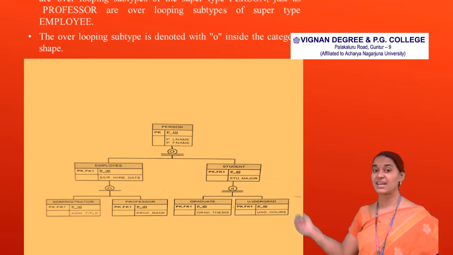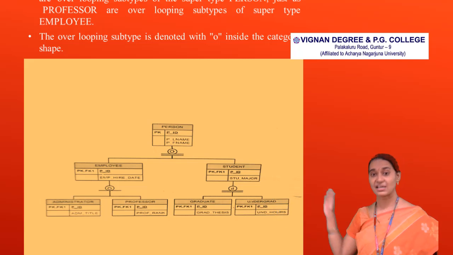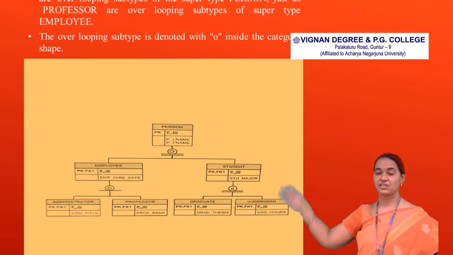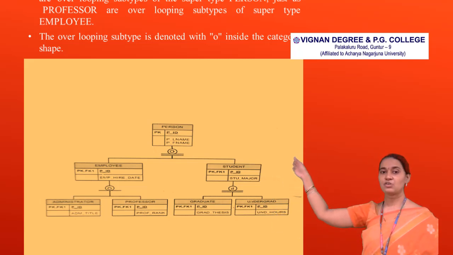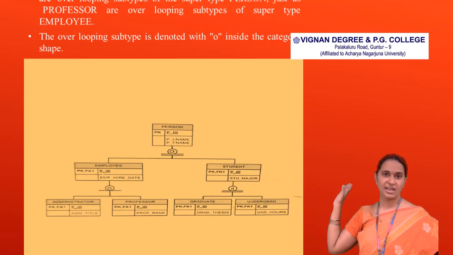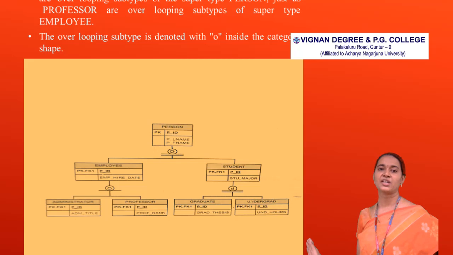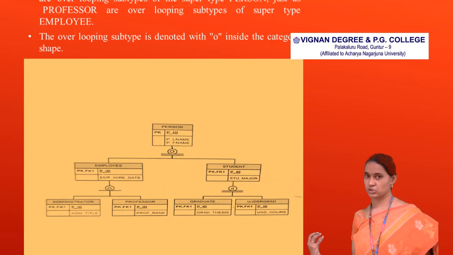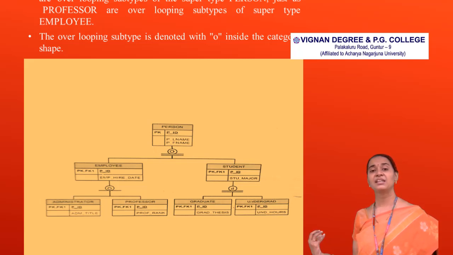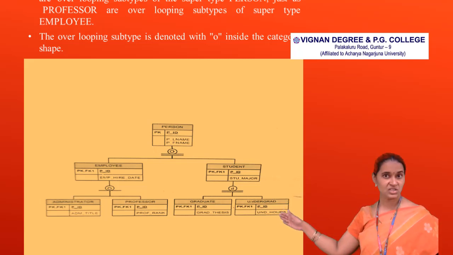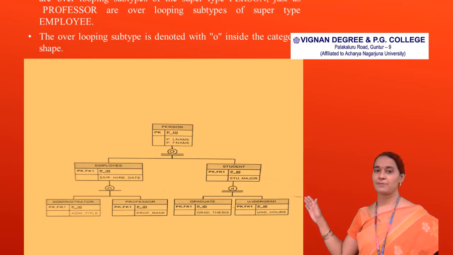This is how I represent the disjoint constraints as well as the overlapping constraint. The first one is the person. It is an overlapping constraint to both the employee and the student. Again, the employee is an overlapping constraint for the administrator and the professor. Coming to the student, it is a disjoint constraint for the graduates and the postgraduates.